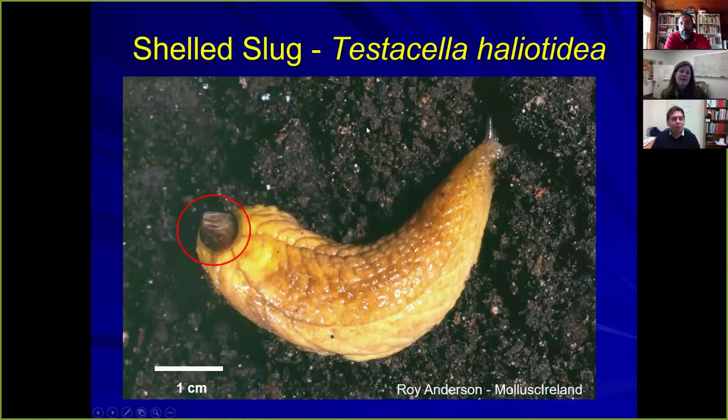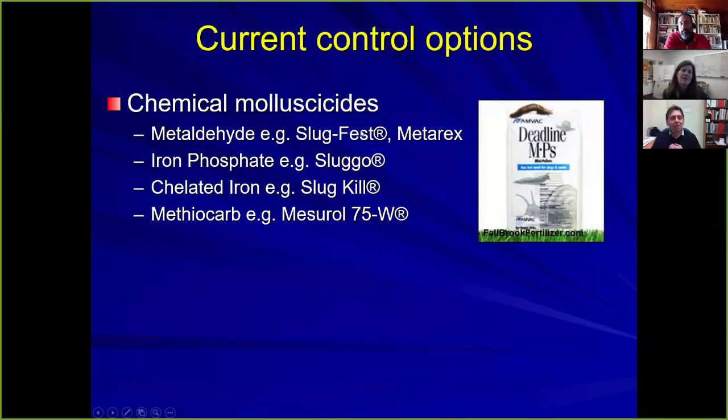Okay, so now that we know a little bit about slugs and snails and how to identify them, I want to talk to you briefly about current control options. As most of you probably know, the mainstay of pest gastropod control throughout the world is the use of chemical molluscicides or chemical baits. There are a number of active ingredients. Metaldehyde is the most commonly used, but it can be very toxic to cats and dogs. Iron phosphate, chelated iron, these are stomach poisons, but it can take several days for slugs and snails to die.